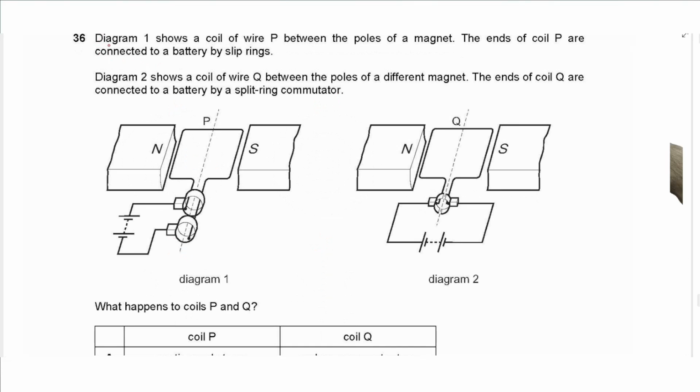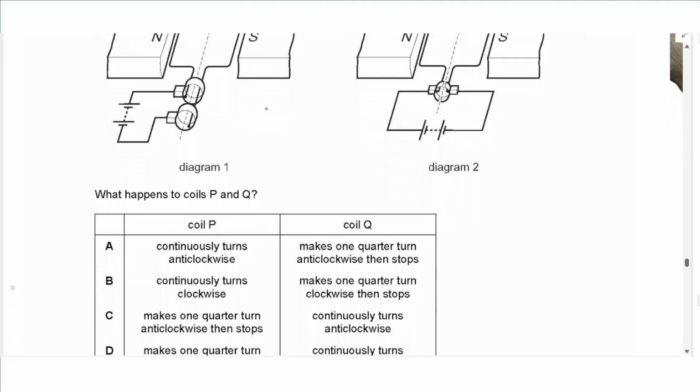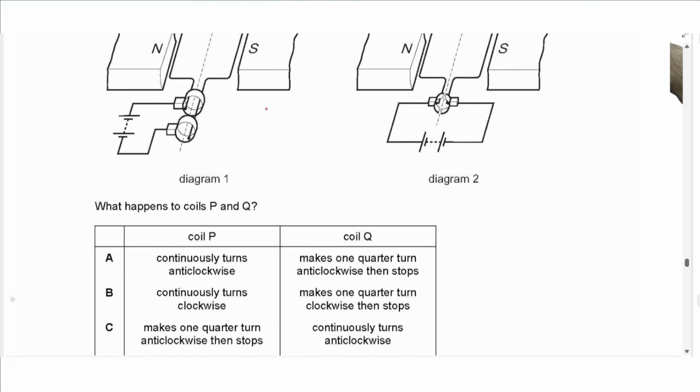Question 36 says diagram 1 shows a coil of wire P between the poles of a magnet. The ends of coil P are connected to a battery by slip rings. Diagram 2 shows a coil of wire Q between the poles of a different magnet. The ends of coil Q are connected to a battery by a split ring commutator. What happens to coils P and Q? So continuously turns clockwise or anti-clockwise and makes 1/4 turn or continuously turning.